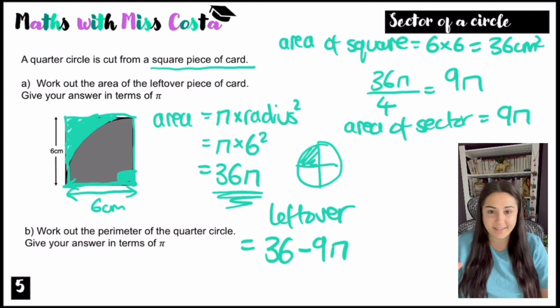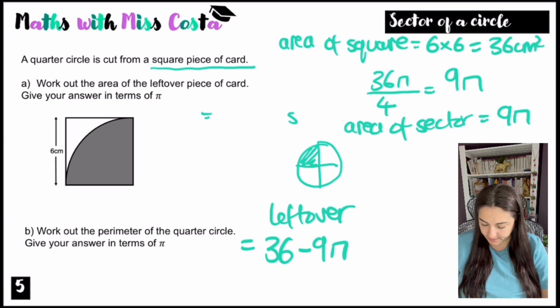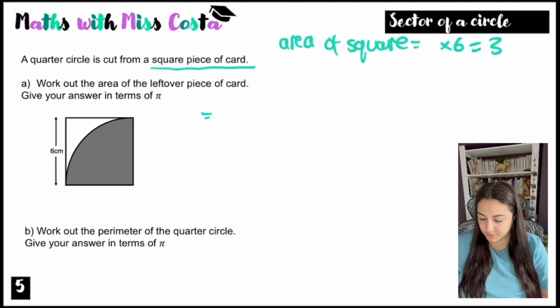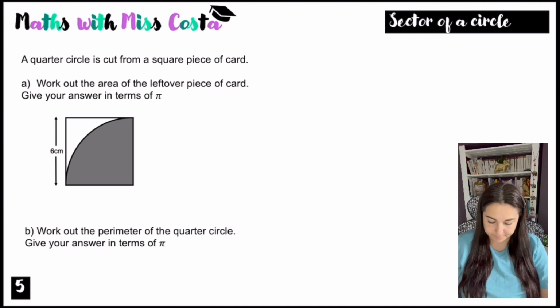People always think, I need to work out more. No, you don't, because you leave your answer in terms of pi. So you can't simplify that any further. So that's how we do that. And now we're being asked to work out the perimeter of the quarter circle. So I'll just get rid of this. So the perimeter of the quarter circle, that's where I need to use the formula for the circumference.